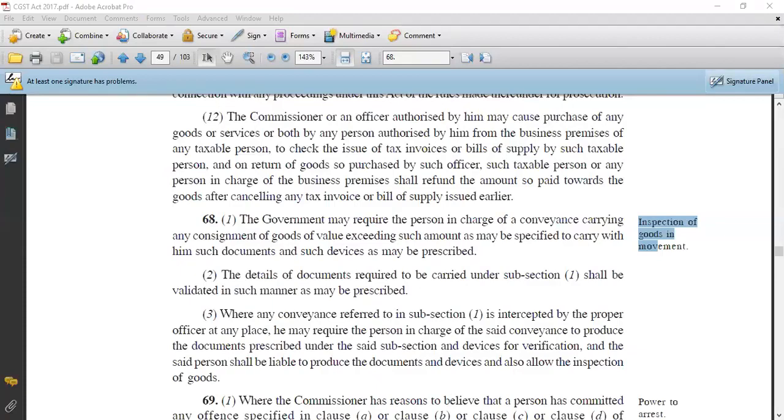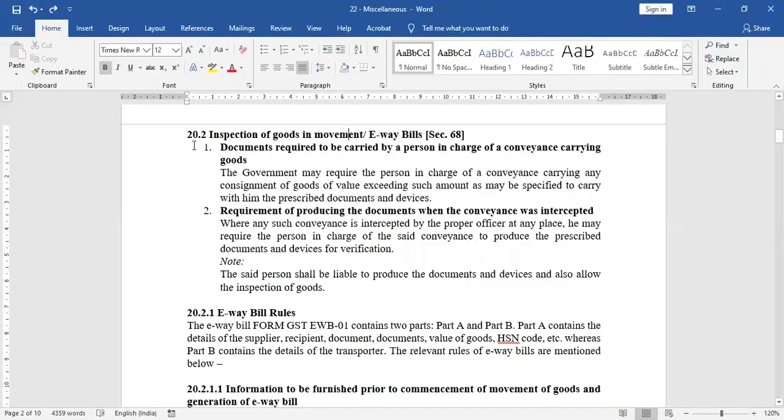This is section 68. I hope you can see this new screen in Word format. Can you see this new screen? Is it visible to you? Okay. Now see this e-way bill. Inspection of goods in movement, section 68. I can use the term inspection of goods in movement oblique e-way bill, so that you know that section 68 gives the power for e-way bills.